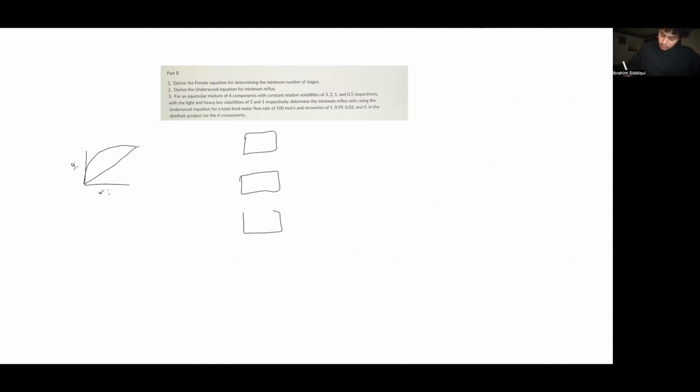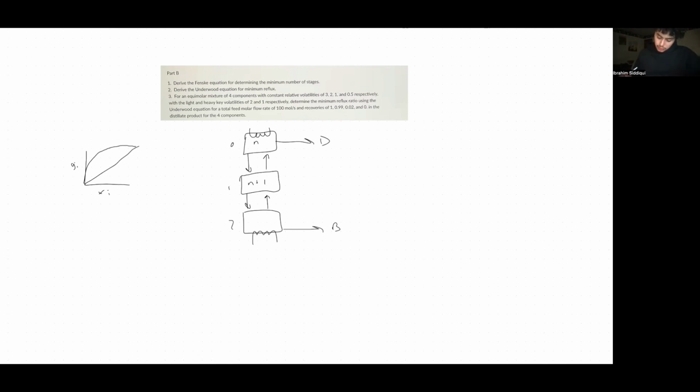Okay, so we have stage n and n plus 1. We have stage 0, 1, 2. We have our streams coming down and up. We have our reboiler as well as our condenser. We have our distillate and we have our bottoms. So I just wanted to have that written down. Essentially we're trying to find the minimum number of stages, right?